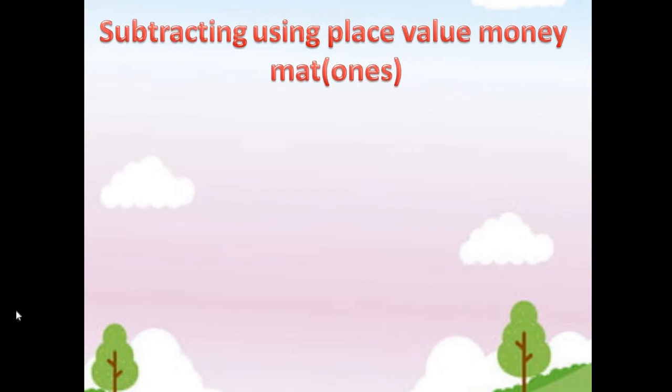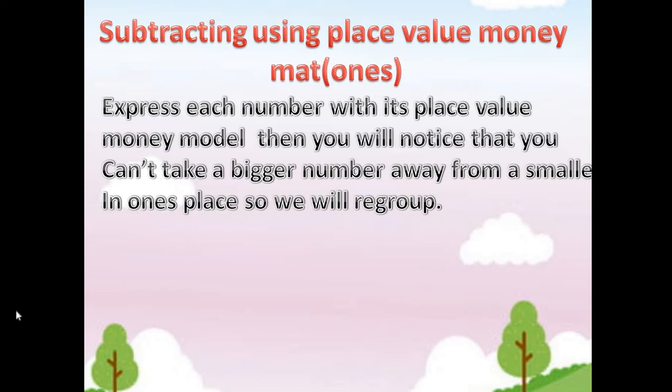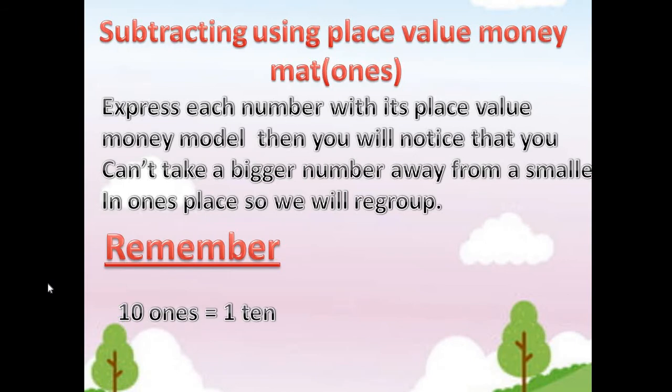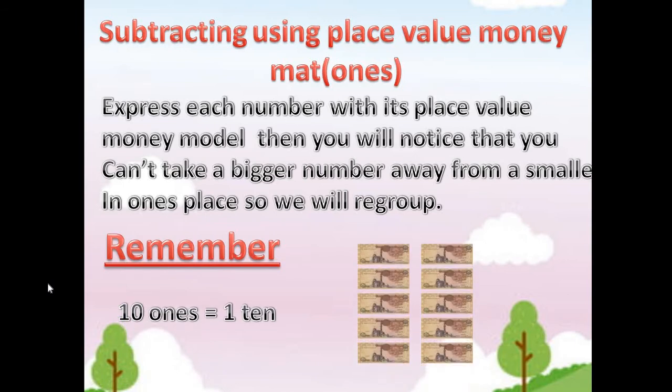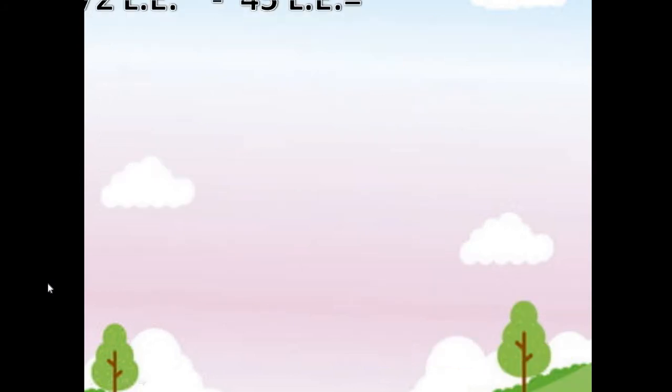Subtracting using a place value money mat. Express each number with its place value money model. Then you will notice that you can't take a bigger number away from a smaller number in the ones place, so we will regroup. But remember, 10 ones equal 1 ten. 10 ones equal 1 ten.